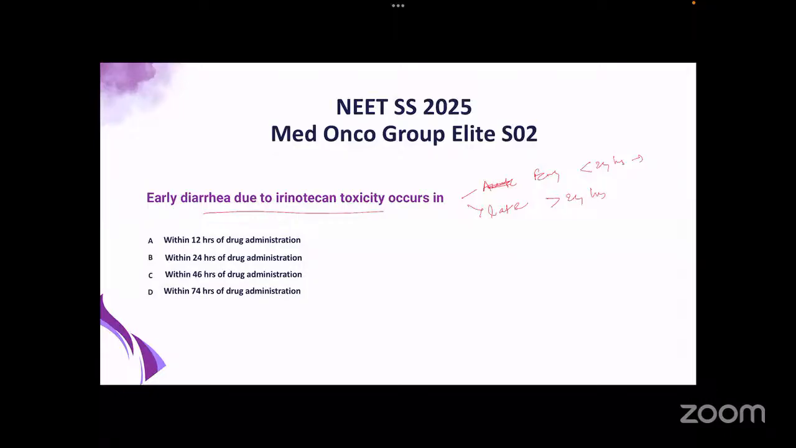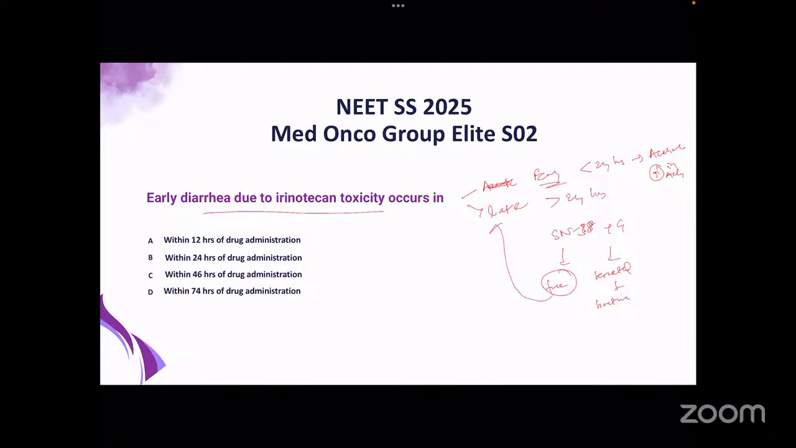So why does it happen? It's because of acetylcholinesterase inhibition. So an increase in acetylcholine causes early diarrhea. And late diarrhea is caused because of SN38, which is the active moiety of irinotecan, which is attached to a glucuronide group and secreted by the bile. So the bacteria in the gut will break the glucuronide and release the free SN38, which causes late diarrhea. So the answer is early diarrhea happens within 24 hours of drug administration.